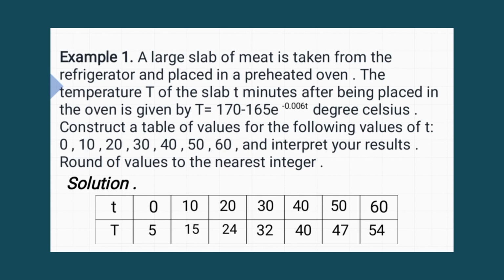It says here to interpret your results, so round off your values to the nearest whole number. So what will be our interpretation based on the result data? The slab of meat is increasing in temperature at roughly the same rate.